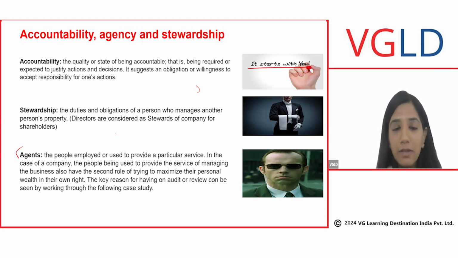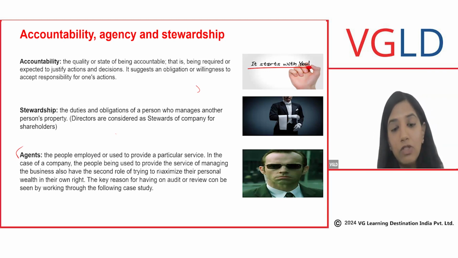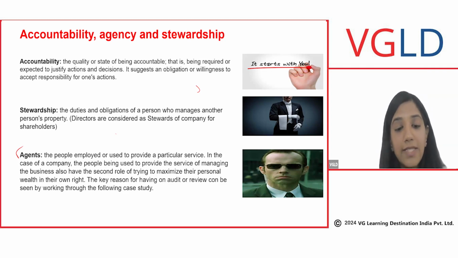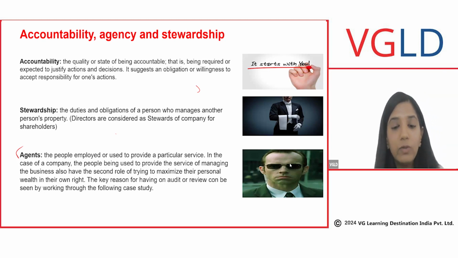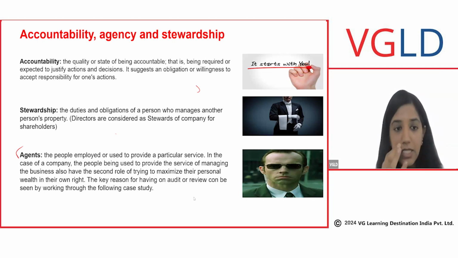Agents. Now comes the third party, which is the agents, the people employed or used to provide a particular service. In the case of a company, the people being used to provide the services of managing the business, such as your business manager, your HR managers. Now we come a level lower, from directors to managers. Businesses also have the second role of trying to maximize their personal wealth in their own right. The key reason for having an audit or review conducted can be seen by working through the following case studies.